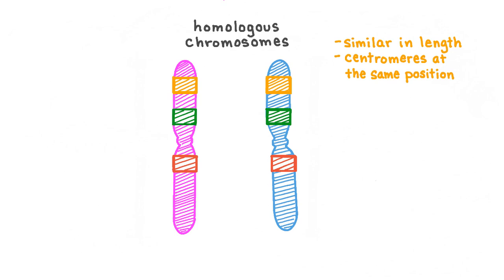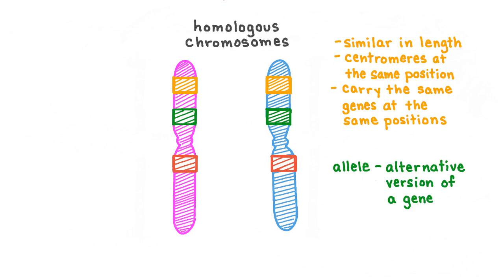You might notice that both chromosomes in a homologous pair carry the same genes at the same locations. However, each chromosome might carry a different version of each gene. That is, a different allele for that gene. An allele is an alternative version of a gene. Let's look at an example of different alleles for a gene.